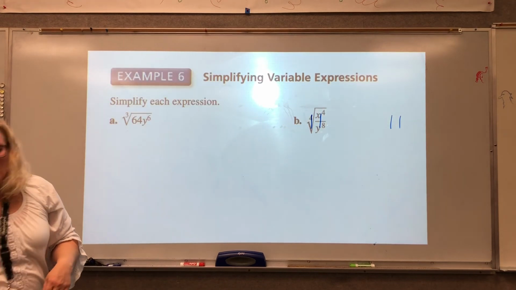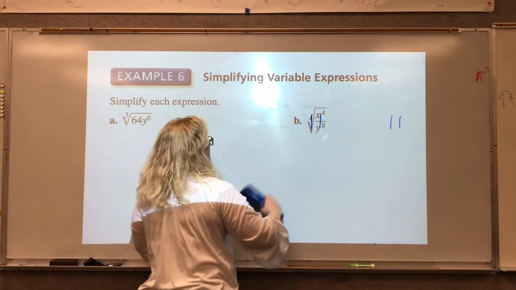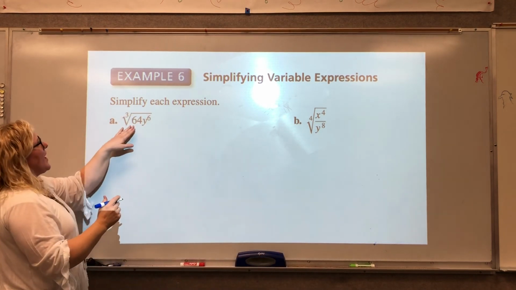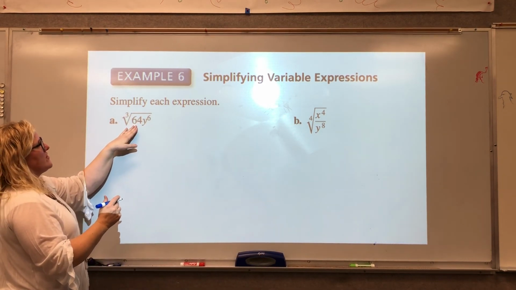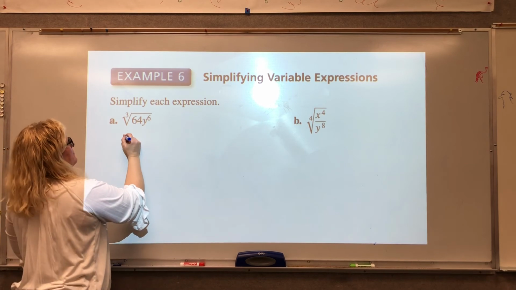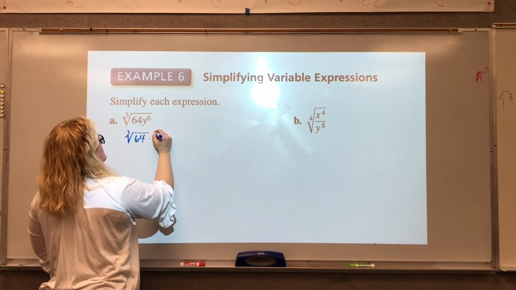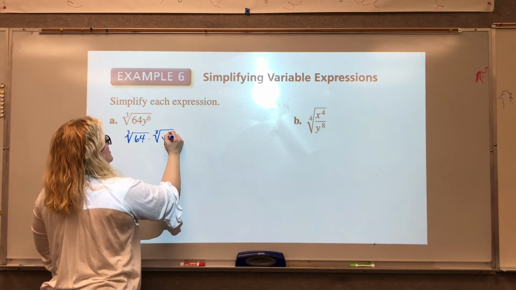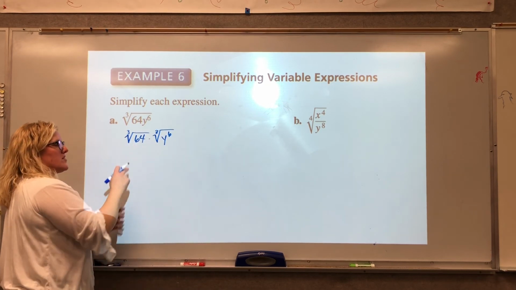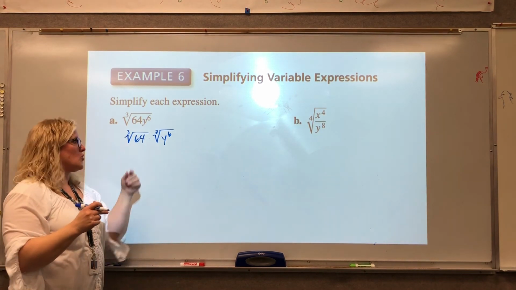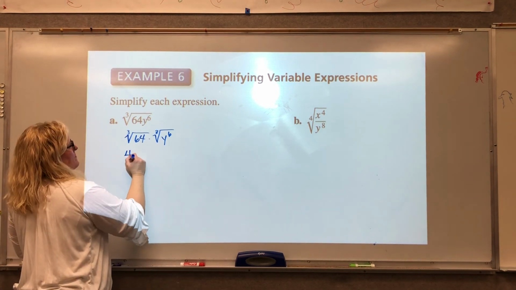Okay, so let's look at this. Look at these two for a second. So we have the cube root of 64 times the cube root of y to the 6th. So the cube root of 64, this one's kind of tricky because it's a square root too, but it's also a perfect cube, and that is 4.